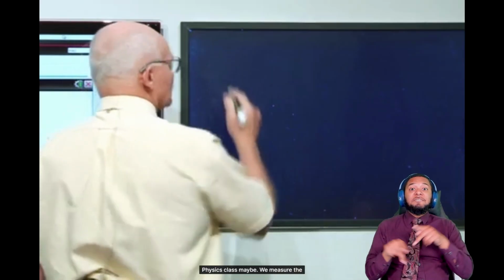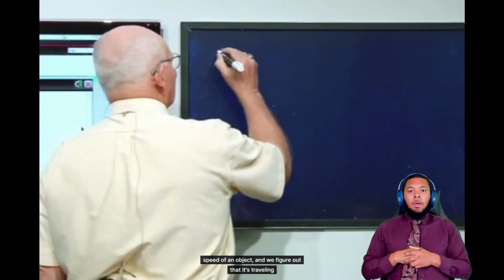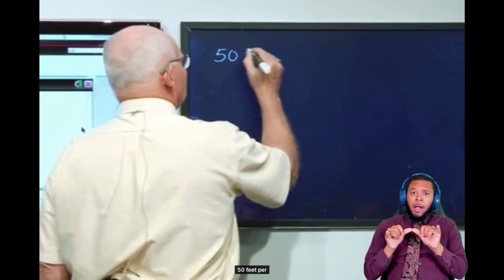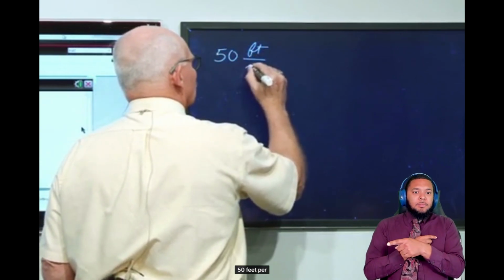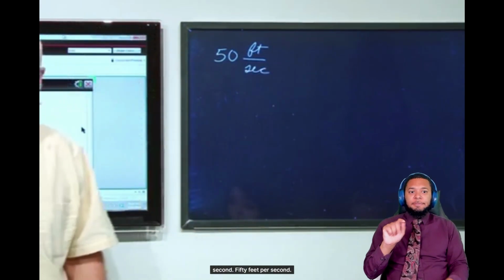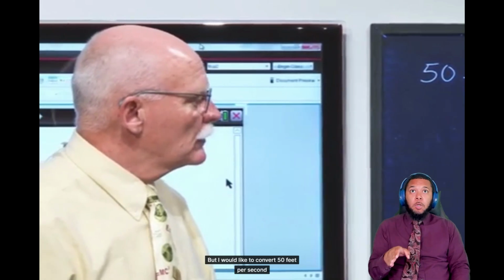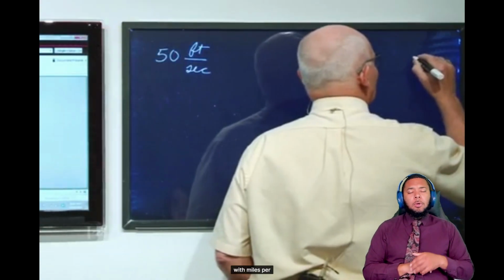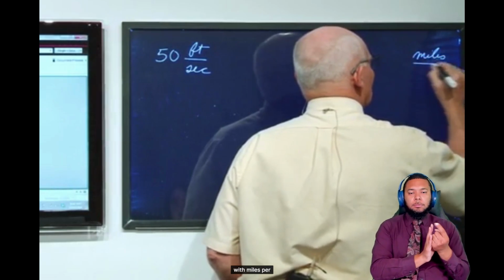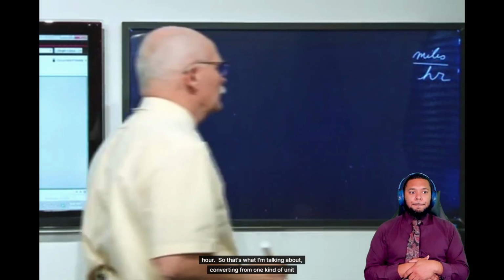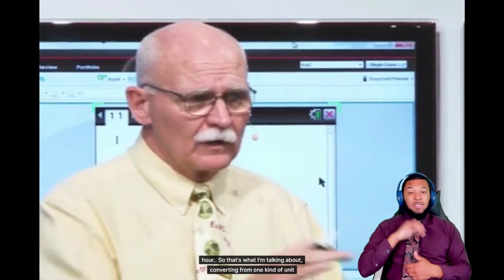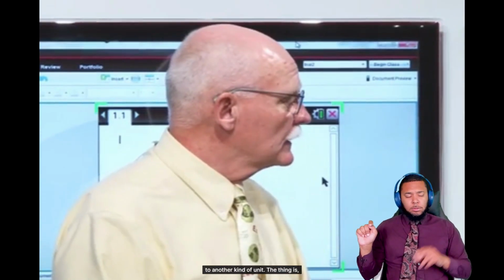For example, suppose we do some sort of experiment in a physics class maybe, and we measure the speed of an object, and we figure out that it's traveling 50 feet per second. Okay? 50 feet per second. But I would like to convert 50 feet per second into miles per hour. So I'd like to come up with miles per hour. That's what I'm talking about, converting from one kind of unit to another kind of unit.